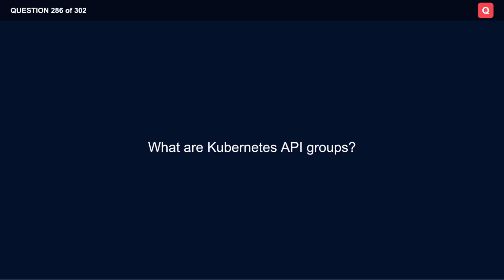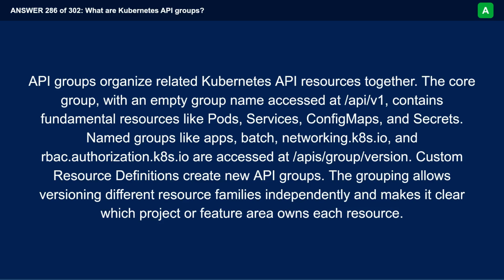What are Kubernetes API groups? API groups organize related Kubernetes API resources together. The core group with an empty group name, accessed at /api/v1, contains fundamental resources like pods, services, config maps, and secrets.